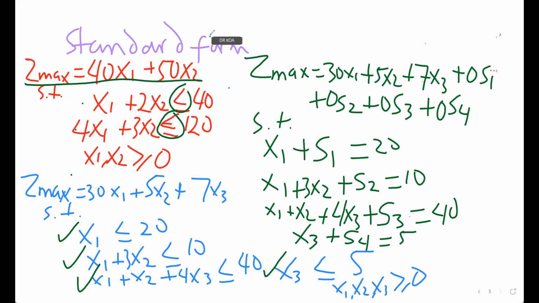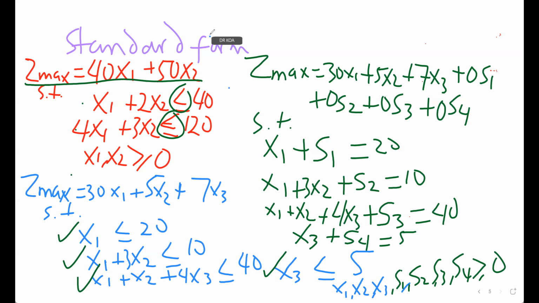And then the final one will be the non-negativity constraint. After writing all this, you add x1, x2, x3, s1, s2, s3, s4 greater or equal to 0.